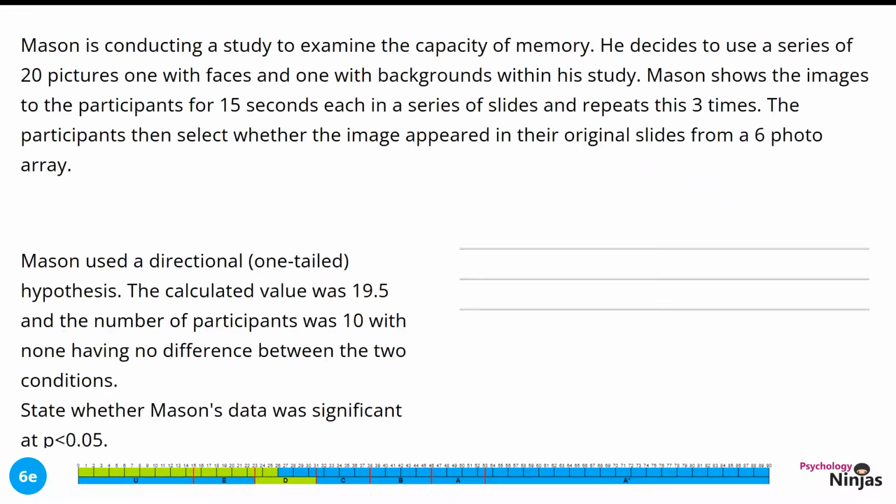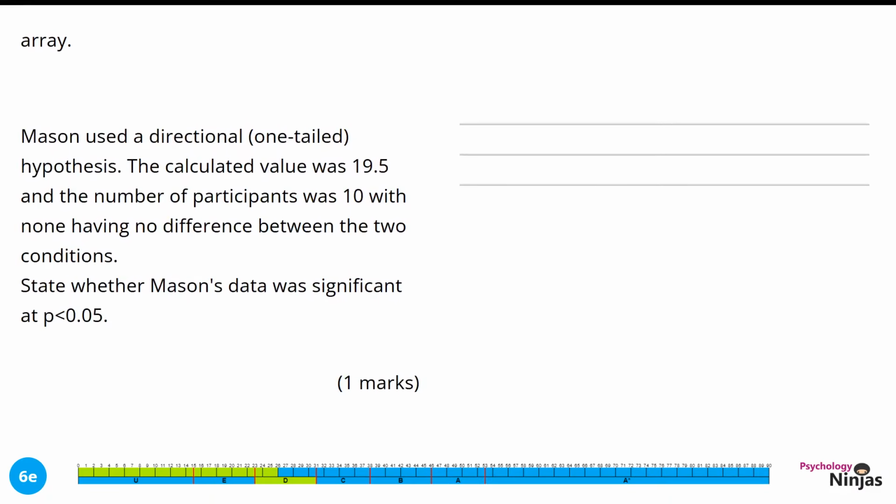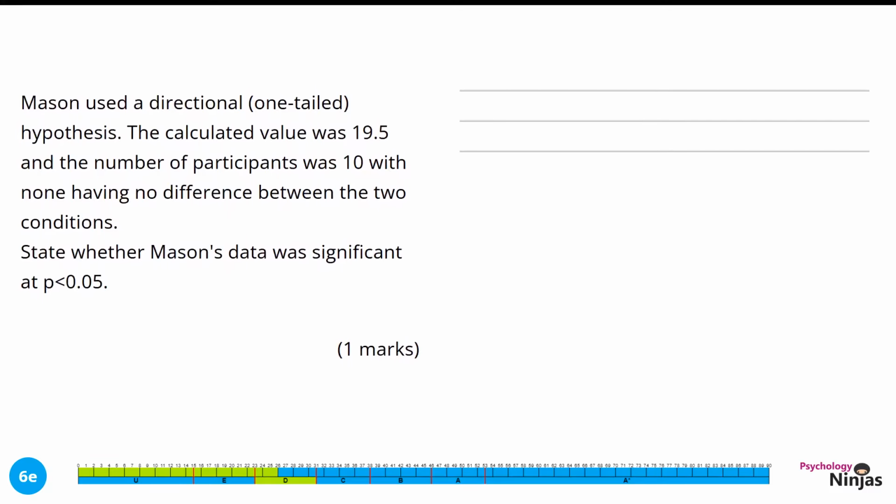Mason used a directional one-tailed hypothesis. The calculated value was 19.5 and the number of participants was 10, with none having no difference between the two conditions. State whether Mason's data was significant at p less than or equal to 0.05, 1 mark.